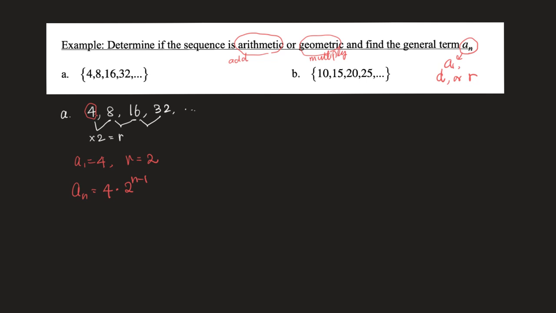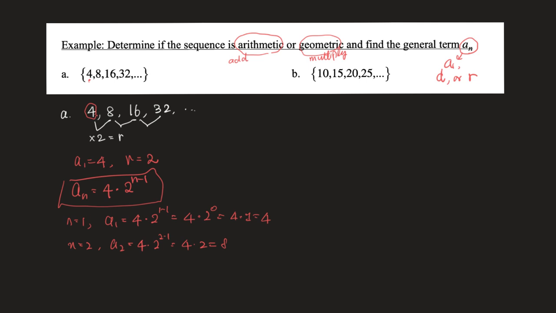So that's the general term of this sequence. How can we check? You plug in n equal 1: A1 is 4 times 2^(1-1), 4 times 2^0. 2^0 is 1, right? I almost made a mistake. That's 4. Did you find A1 is 4? Let's try n equal 2. A2 is going to be 4 times 2^(2-1), 4 times 2, that's 8. You're right. So this is the general term of this sequence.